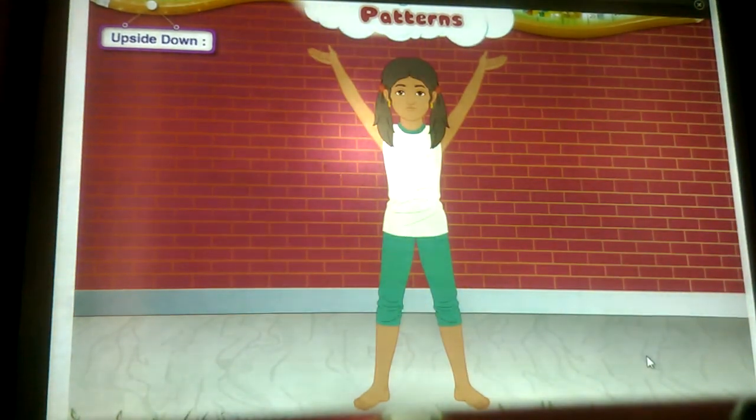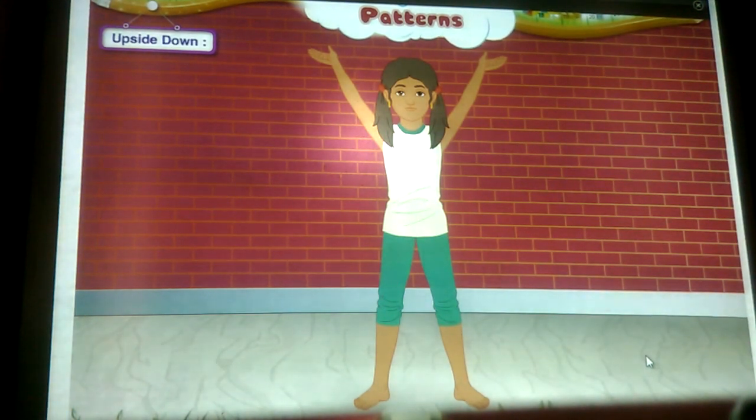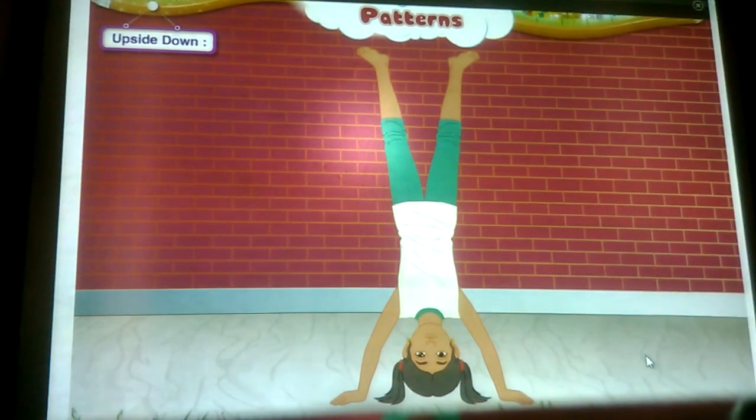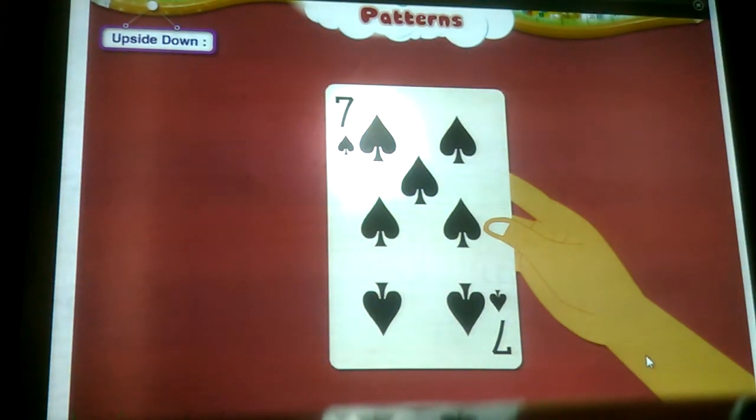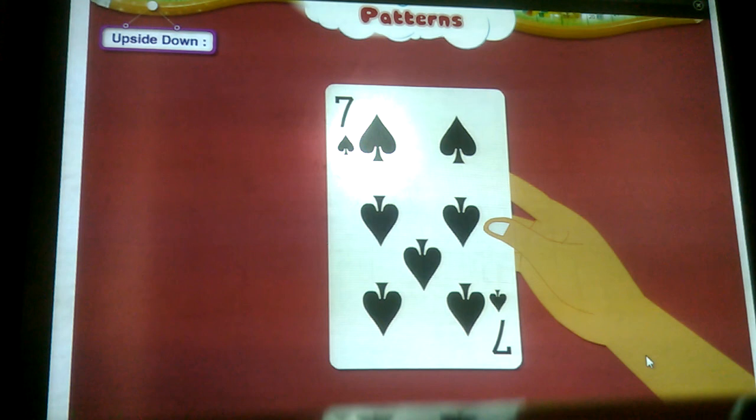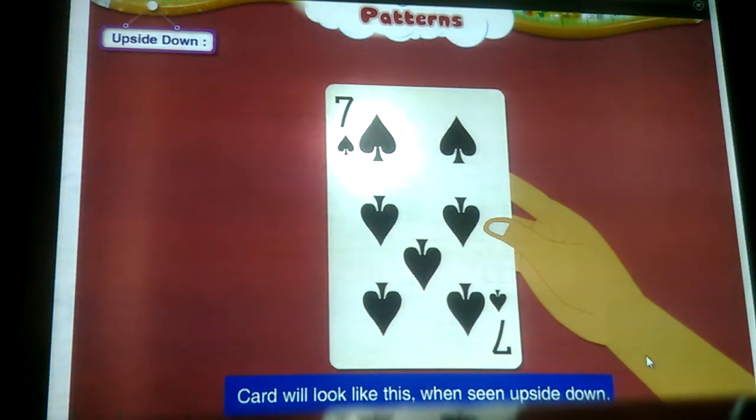Upside down. Anisha is playing. She is showing her friend that she can stand on her head. Now Anisha is playing with cards. In the given card, the spades are upside. Draw what will it look like when upside down. The card will look like this when seen upside down.